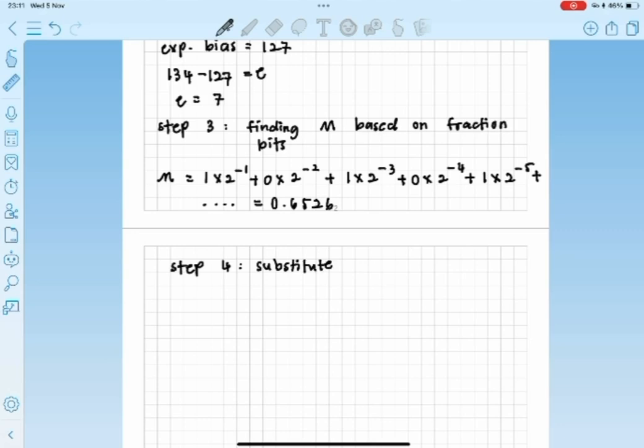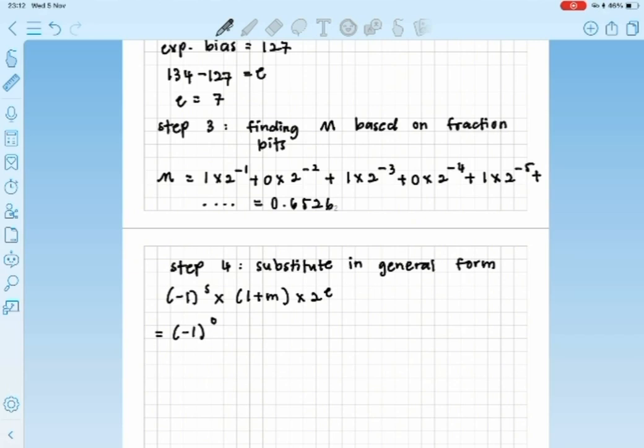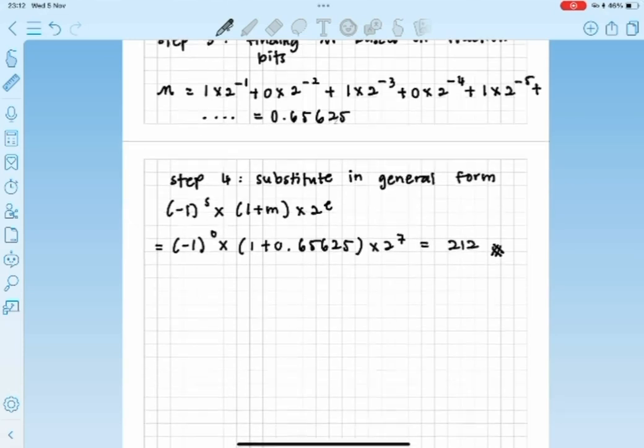Now, to find the decimal equivalent, I am going to use the general form, and the way you find it is by putting this into the general form, that is negative 1 to the power of s, where s is the sign bit, times 1 plus mantissa, times 2 to the power of the exponent. So in this case, negative 1 to the power of 0, the sign bit, multiplied by 1 plus 0.6562, then multiplied by 2 to the power of 7. Then the answer would be 212.